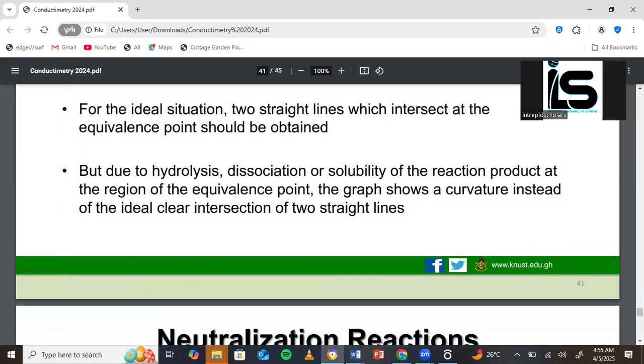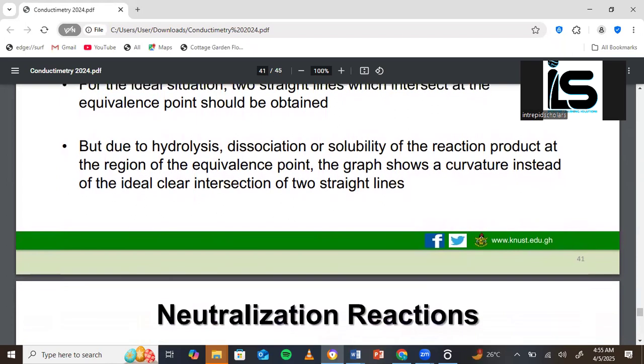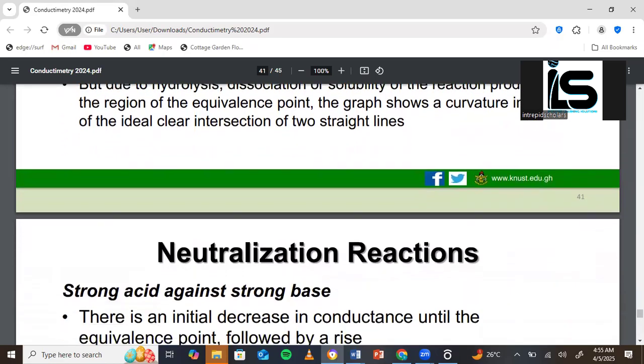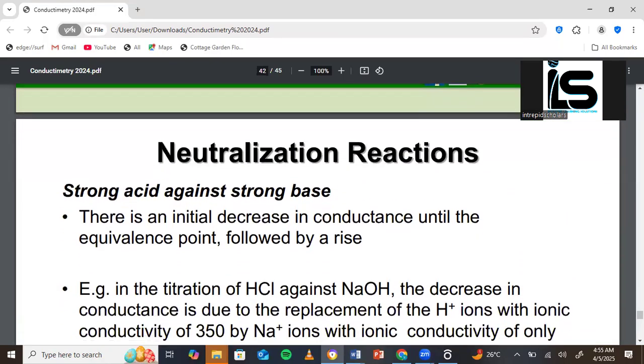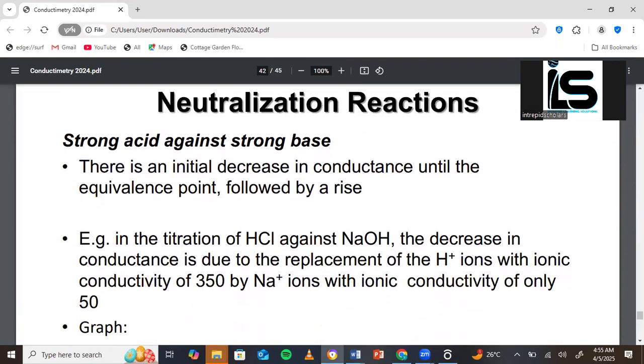But due to hydrolysis, this is a very important point in the lab. You will need it. Due to hydrolysis, dissociation or solubility of the reaction product at the region of the equivalence point, the graph shows a curvature instead of the ideal clear intersection of the straight lines. I will show the graphs with a specific example. The first one, a strong acid versus a strong base.